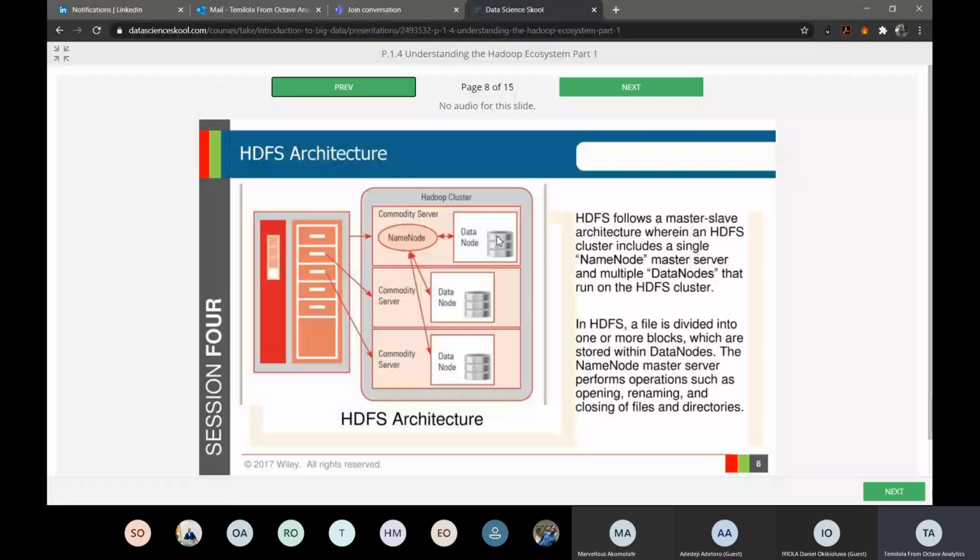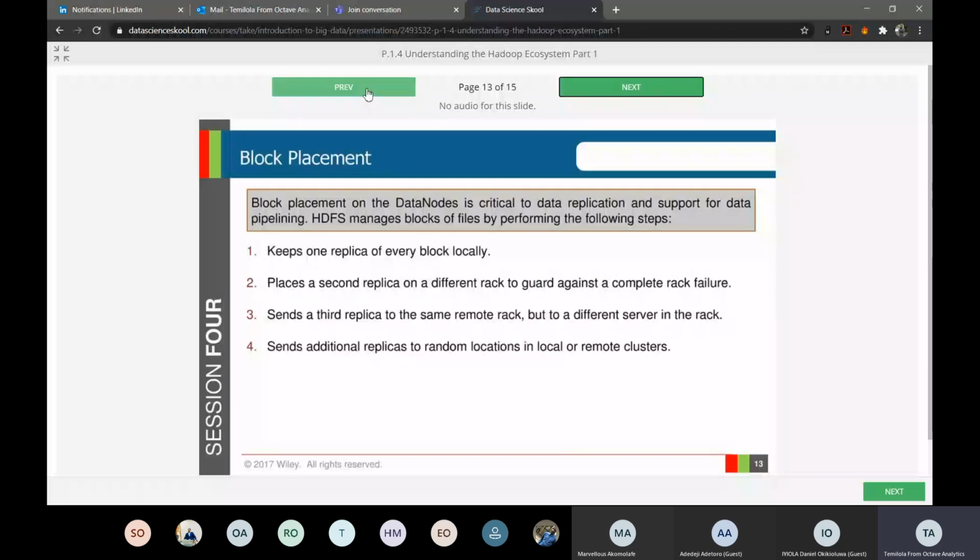So what do these data blocks do? They store metadata about data in the local file system. They perform periodic validations of file checksum, just like what I told you. If the result of a query is meant to give me a certain value, it will check whether that value is correct.